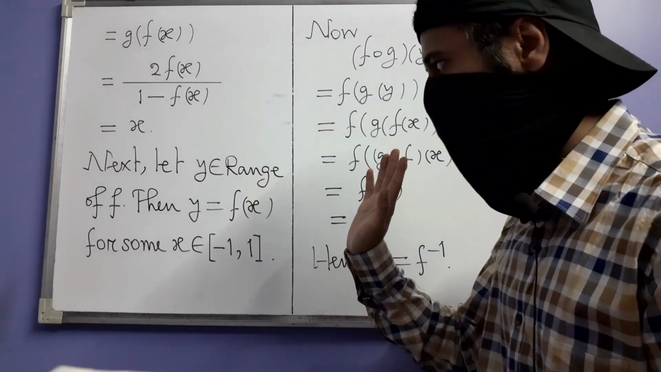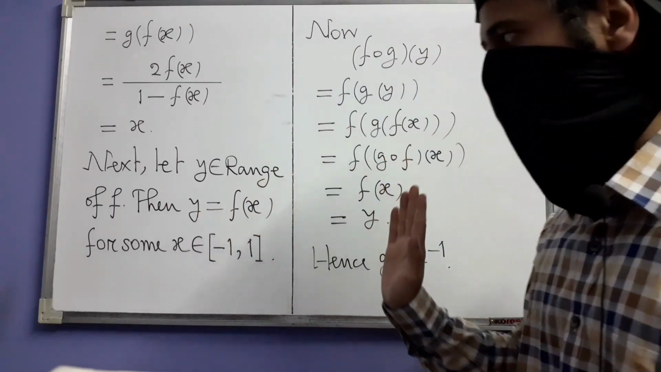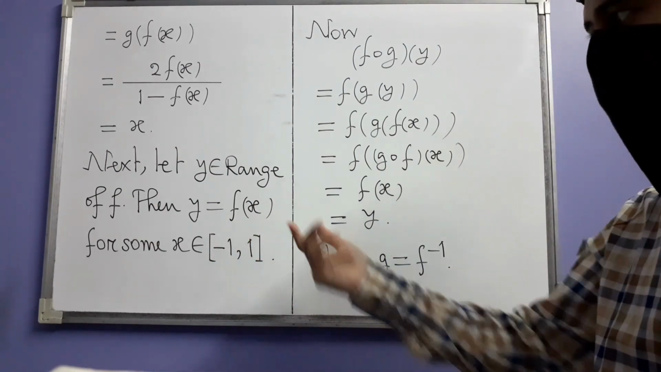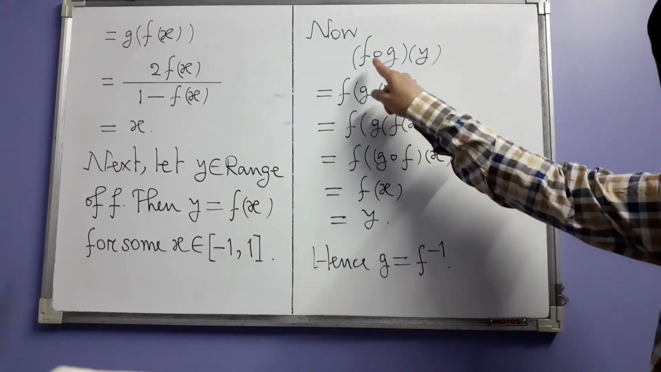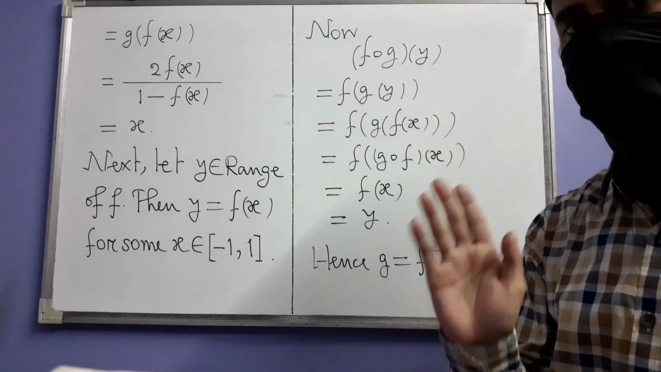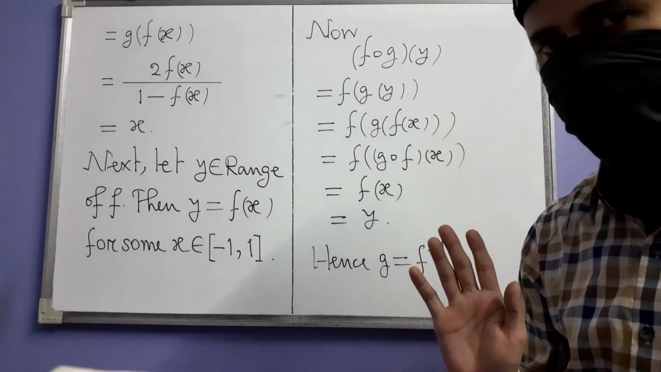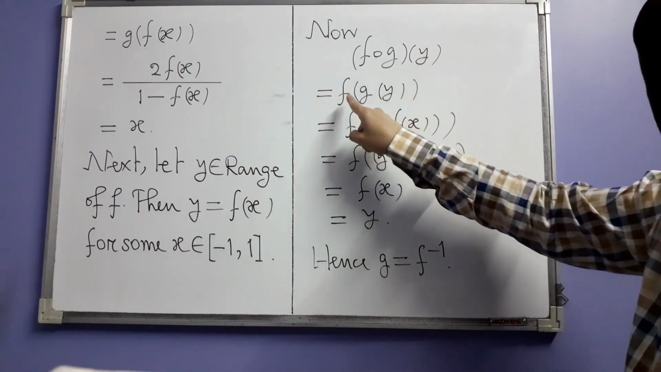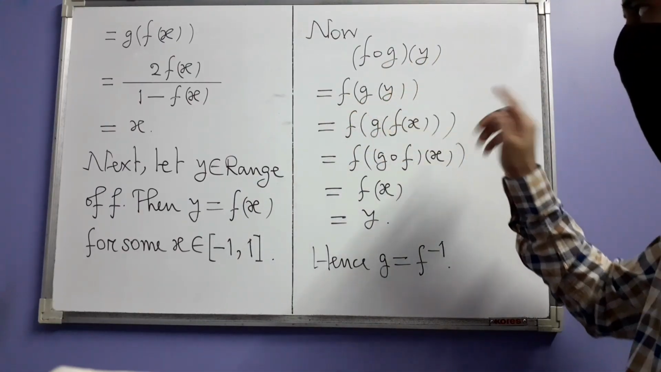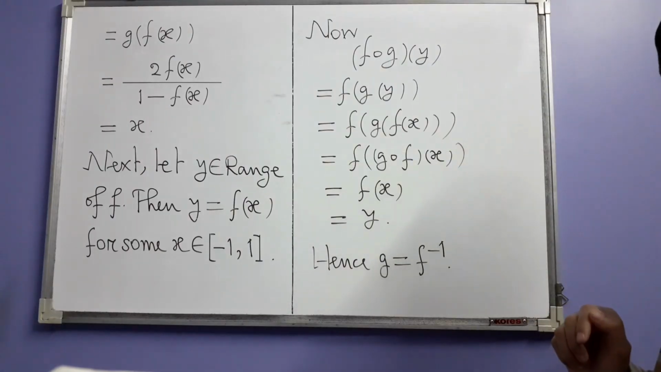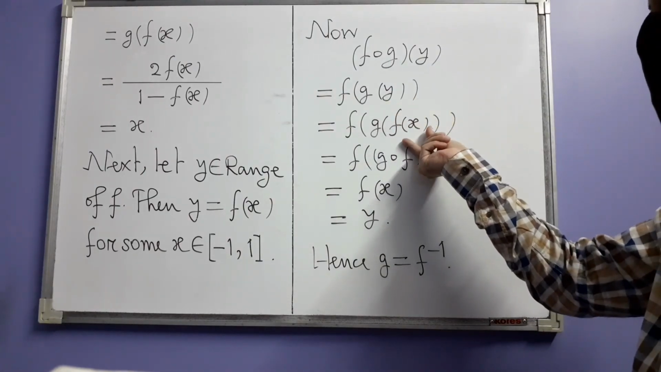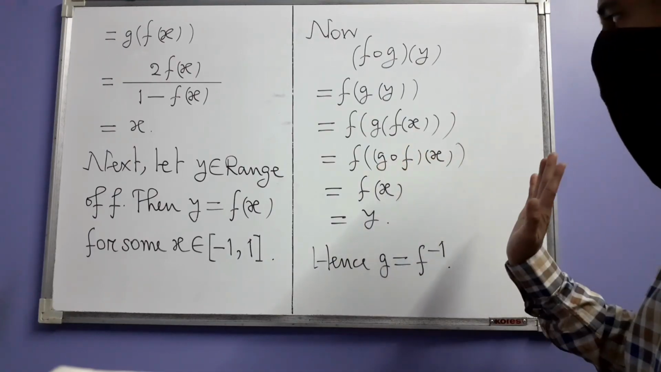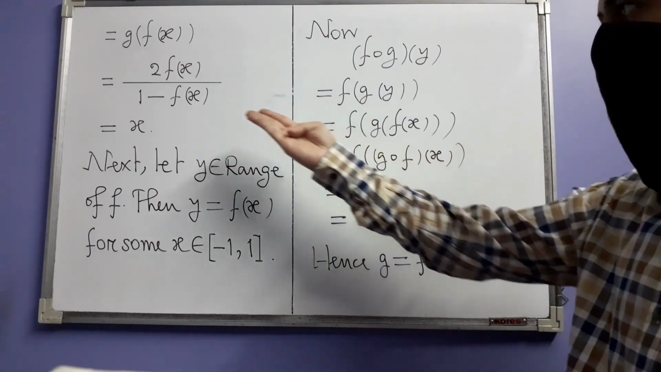Because y is coming from the range of f, y is equal to f of x for some x belonging to this. You already know, you have seen this 2 times already. Now we straight away go for calculating f composition g of y. Do not write x here, okay, y. By definition this is f of g of y, but y itself is f of x. That means we have this. But g of f of x is nothing but g composition f of x, which is actually x.